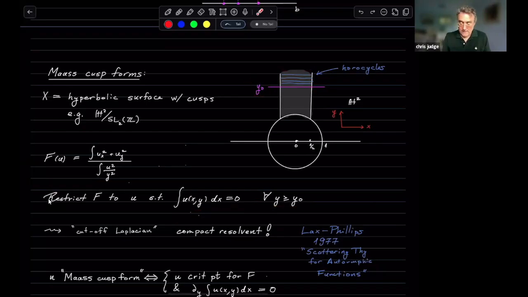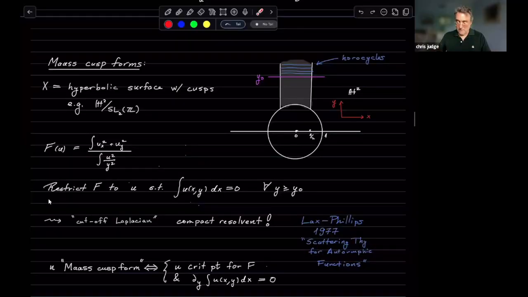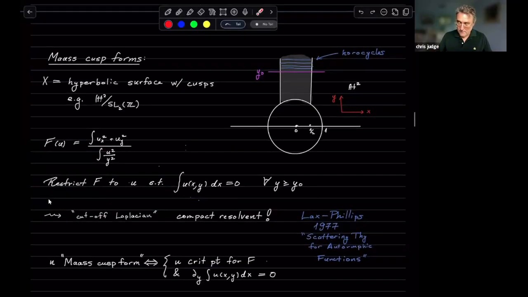And what they showed is that if I do that, then the operator that I get, of course, I have a Rayleigh quotient, and last time we saw that given a Rayleigh quotient, we can end up with an operator. The operator in this context is called the cutoff Laplacian, and it has compact resolvent, which means that now I can talk about discrete spectrum. I have finite dimensional eigenspaces. I can run perturbation theory, for example. Everything is good. This is in Lax and Phillips' book from 1977.